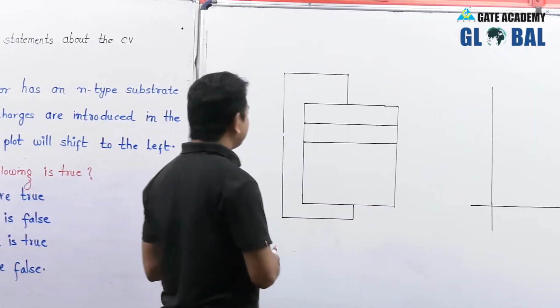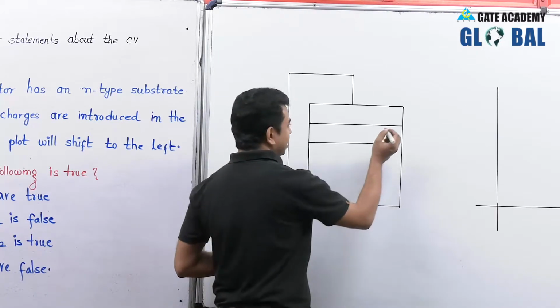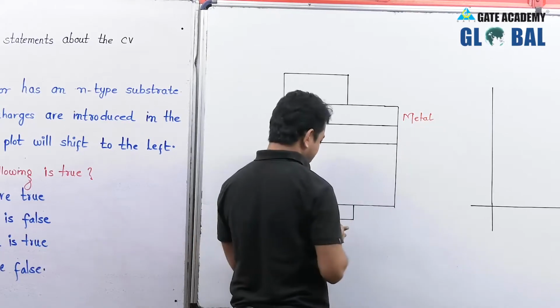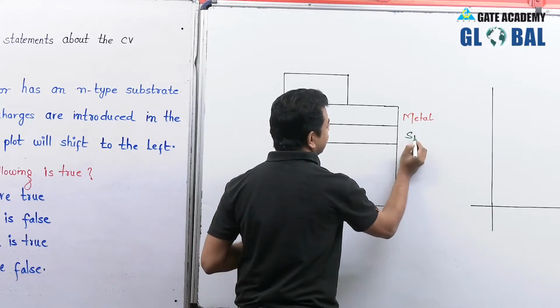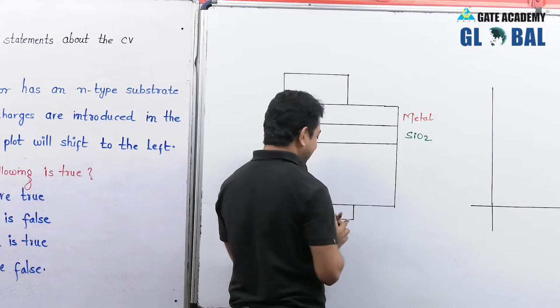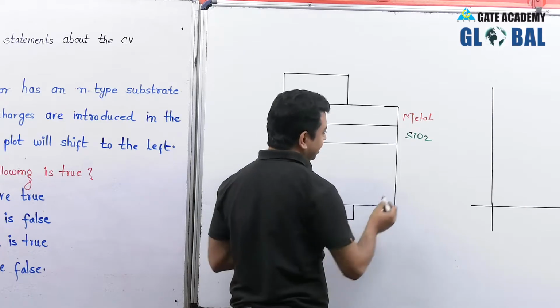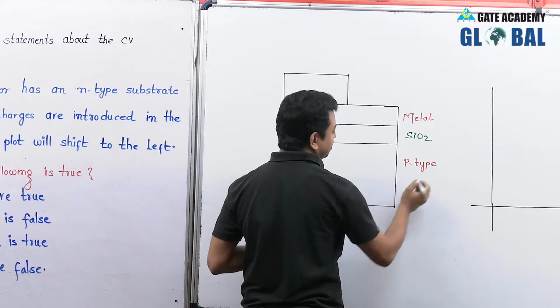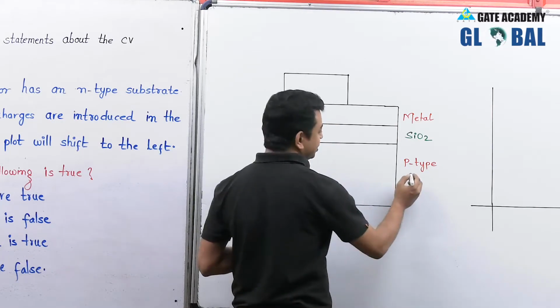So I have drawn a MOS capacitor here. In this we have the first one, this is the metal, and in between we have the silicon dioxide, that is the oxide, and I will take deliberately here a p-type semiconductor which is known as substrate, bulk or body. So this is p-type.